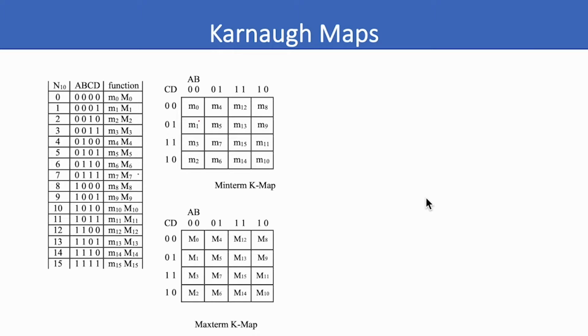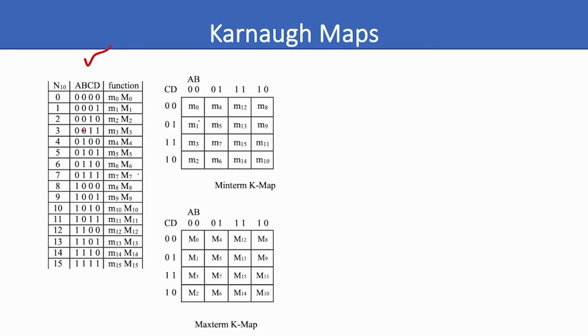All right, here is a couple of representations of two different Karnaugh maps, one for the min-term functions and one for the max-term functions. And what we're going to look at is the way you lay out the Karnaugh map. Over on the left here is the function.